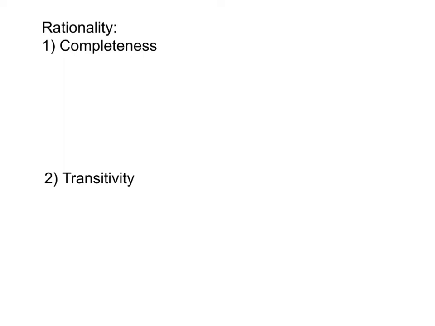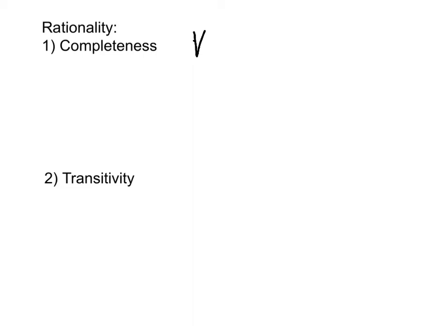So let's talk about what it means for the preference relation to be rational. We have two axioms of rationality, completeness and transitivity. Completeness means that the consumer is able to evaluate all alternatives. The consumer has the necessary knowledge to have formed a preference relation regarding all possible alternatives in the commodity space.